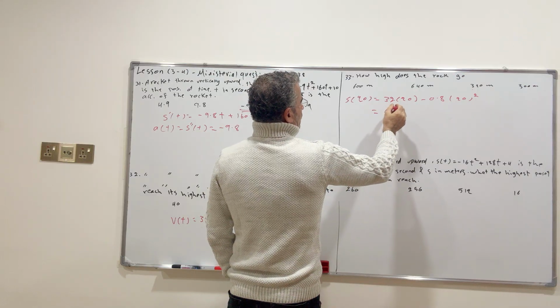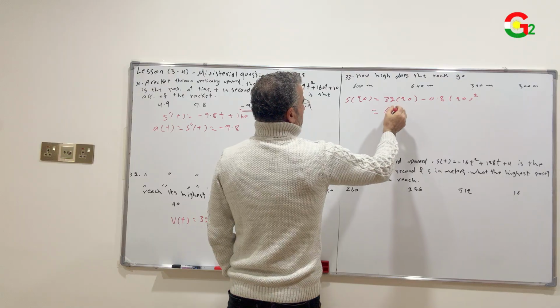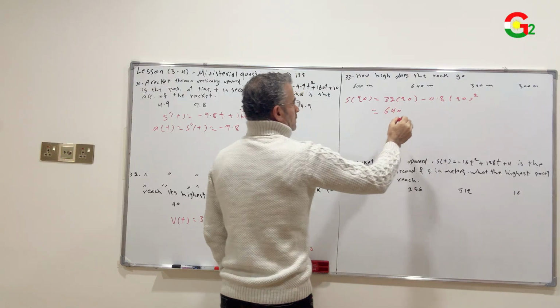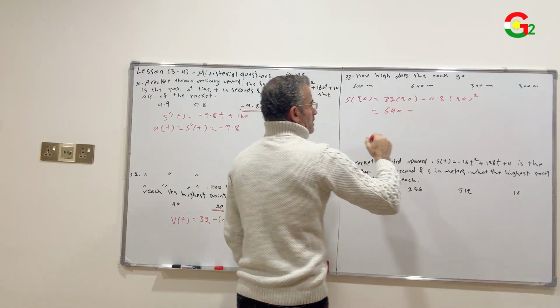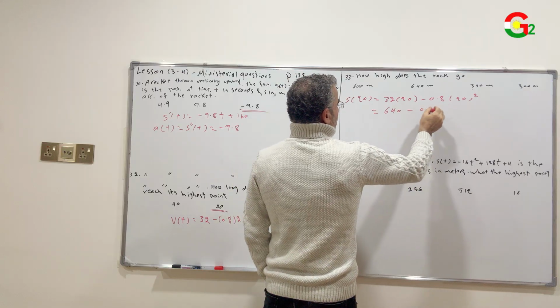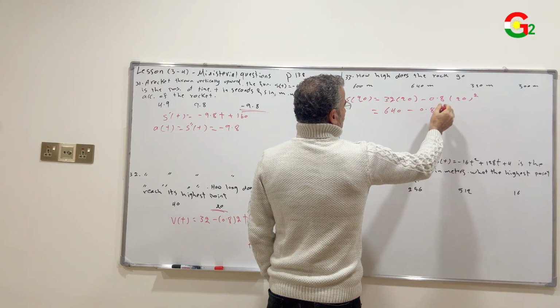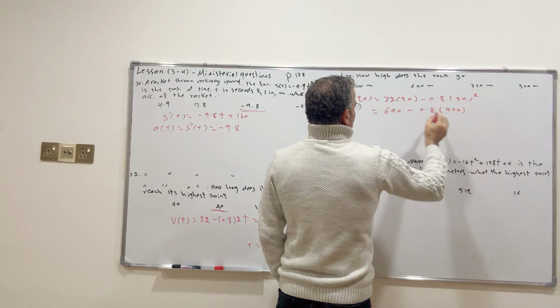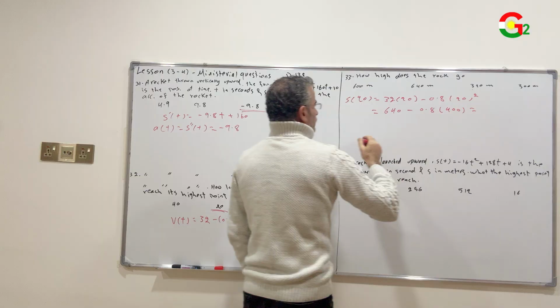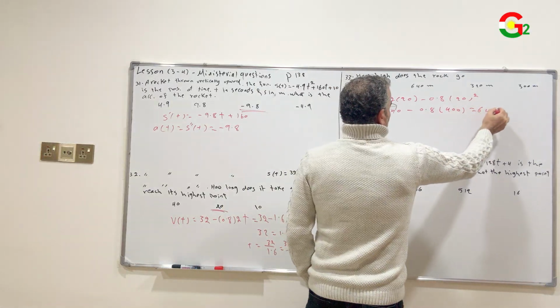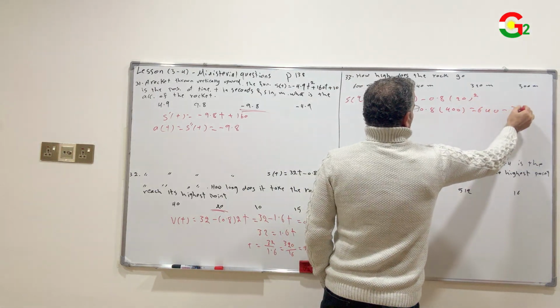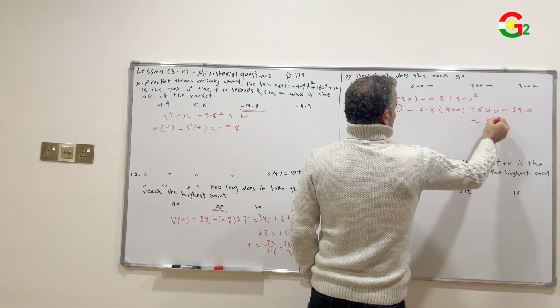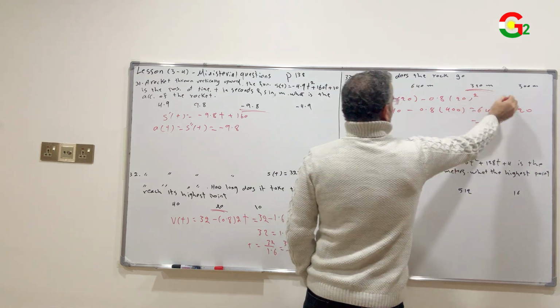640 minus 0.8 times 400 equal to 640 minus 320 equal to 320. Choice C.